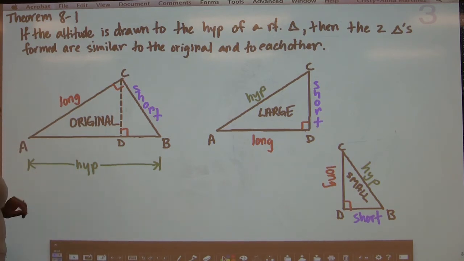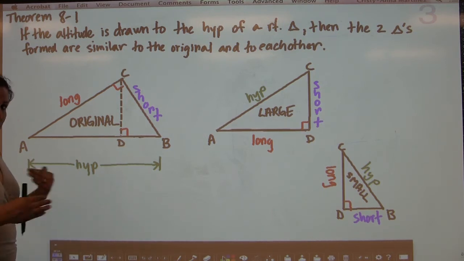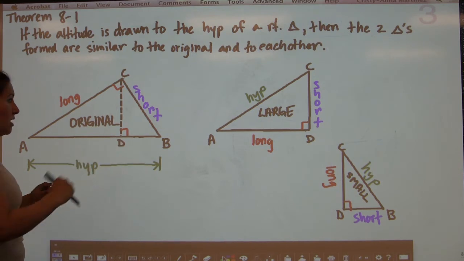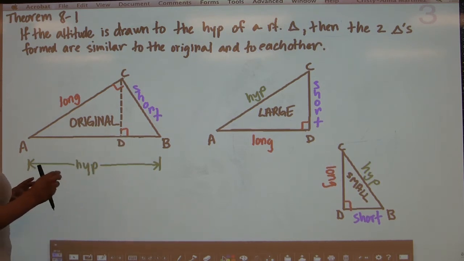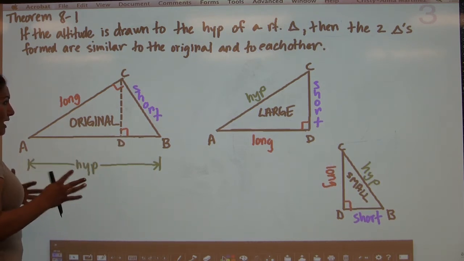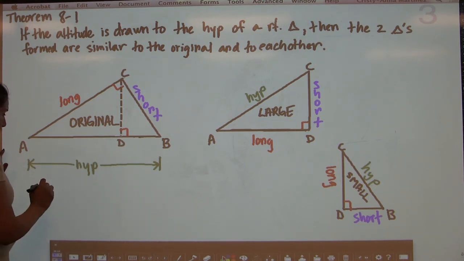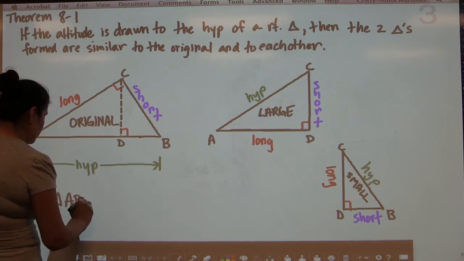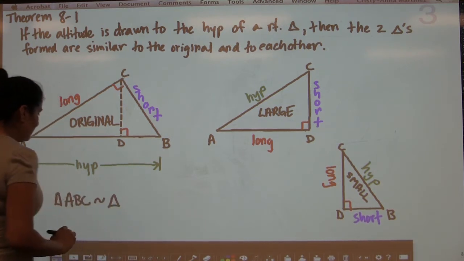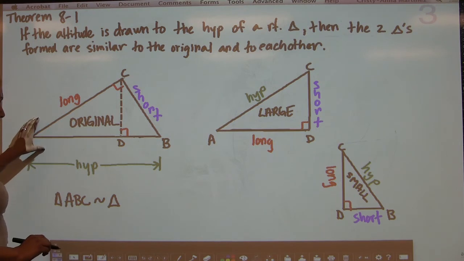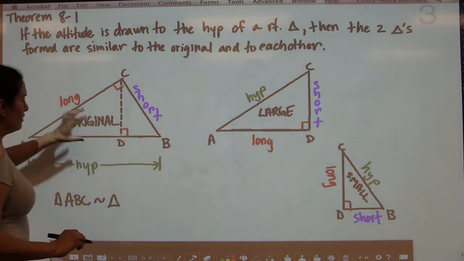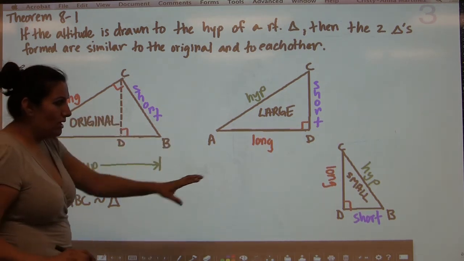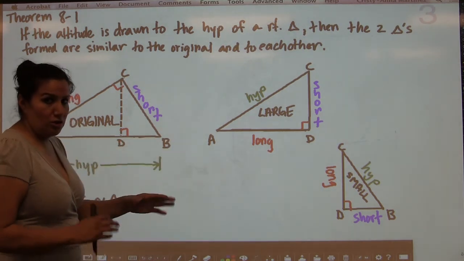You know that when you have similarities, then the sides are in proportion to each other, and that's going to come next. But before we can get to that, we need to be able to write what is similar to what. How do I write this? So I'm going to say triangle ABC. We said that the original triangle is similar to the large, the original triangle is similar to the small, and then the large and the small are similar to each other.